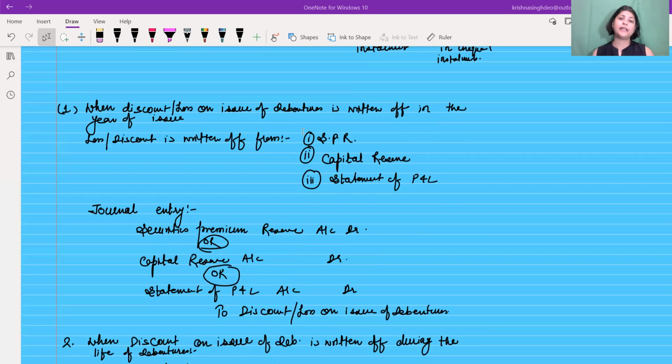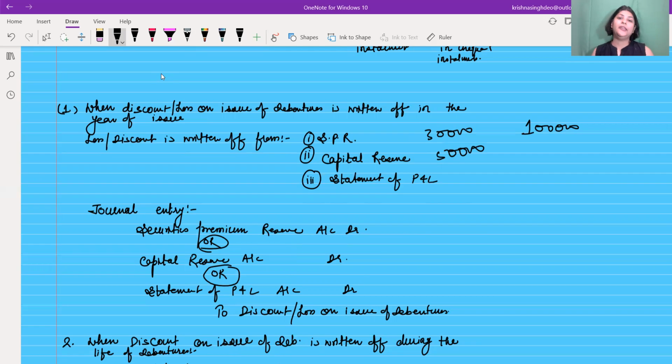Now, let's say, for example, in a question, the amount of loss is 1 lakh rupees. The amount of loss I'm writing over here is, let's say, 1 lakh rupees. If the amount of loss is 1 lakh rupees and I have, let's say, 30,000 rupees in security premium reserve and 50,000 rupees in capital reserve, then in what order am I going to use security premium reserve or capital reserve?